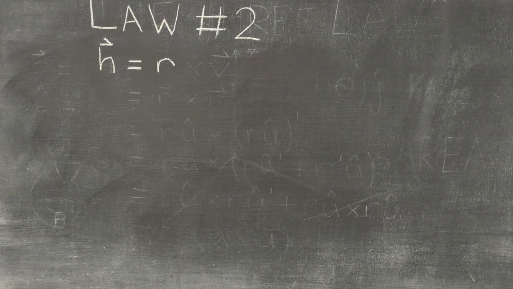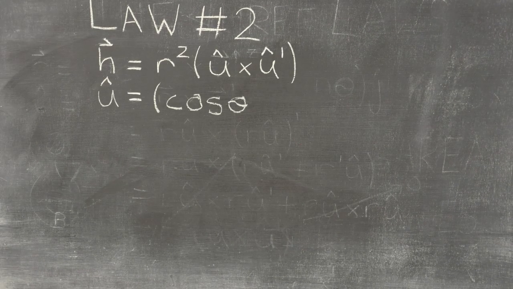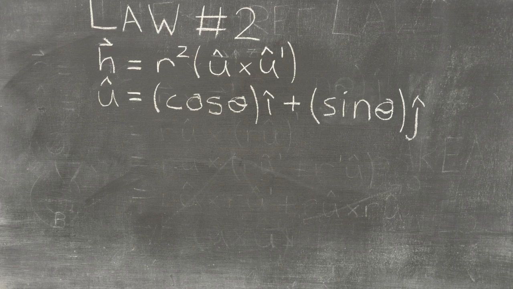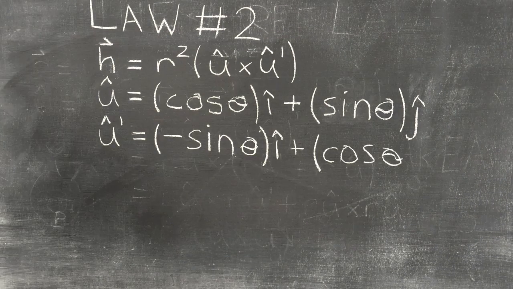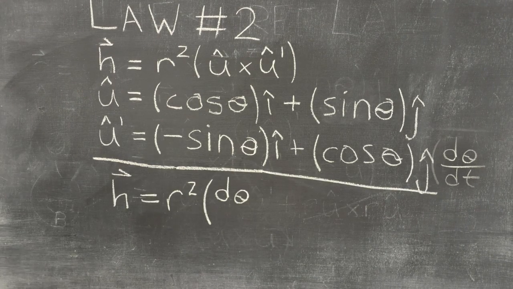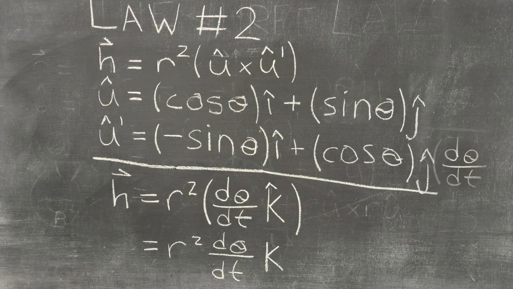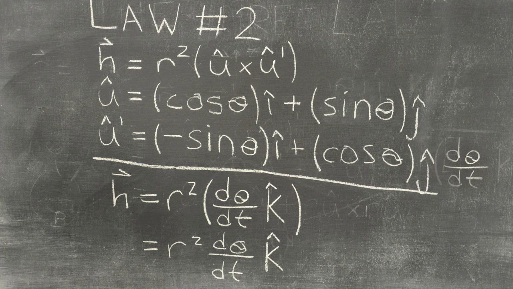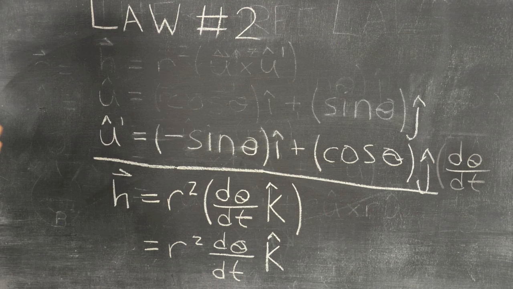If we recall our definition of u hat in polar coordinates as cosine theta in the i hat direction and sine theta in the j hat direction, then the derivative of u hat, or u hat prime, must equal negative sine theta in the i hat direction and cosine theta in the j hat direction times d theta over dt, as it is a partial derivative. Now, by performing the cross product on these two equations, we are left with r squared times d theta over dt in the k hat or z direction. And this makes sense, given that crossing two perpendicular vectors yields a perpendicular product.